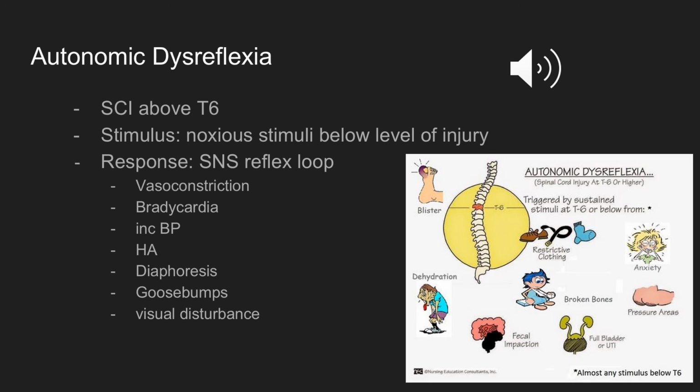The first response is vasoconstriction of the vasculature below the level of injury and throughout the body, and this will result in bradycardia, an increase in blood pressure, headache, diaphoresis, goosebumps, and visual disturbance. And this noxious stimuli should be found immediately so that this reflex loop can be shut down.